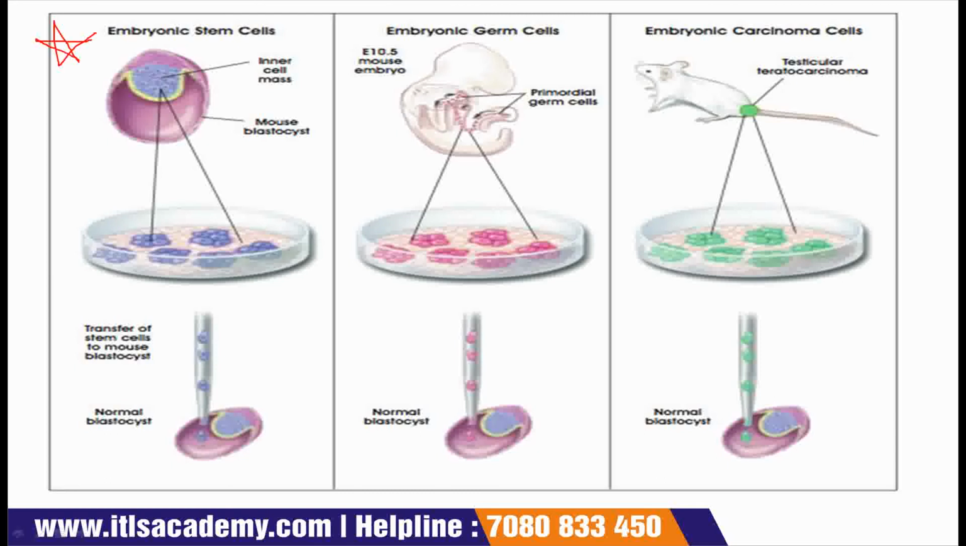If we talk about this diagram, this picture is showing culture of mouse embryonic stem cell. We have seen a major difference in embryonic stem cell and embryonic germ cell. The culturing procedure of these cells is given in this particular picture. Here, embryonic carcinoma cells are also given, and we will see the culturing procedure of carcinoma cells also.